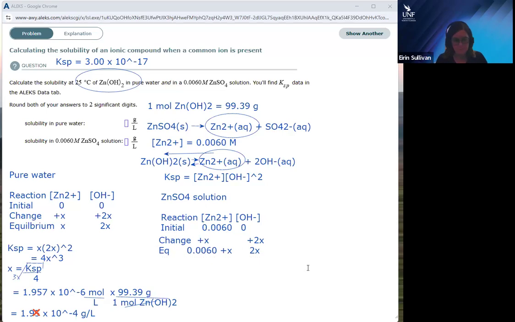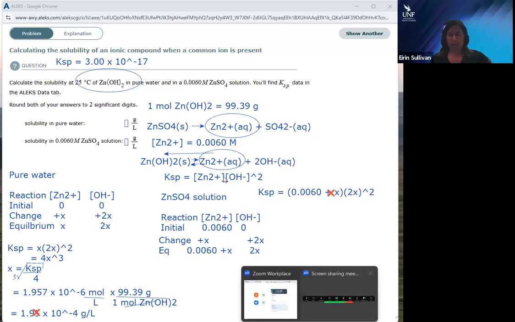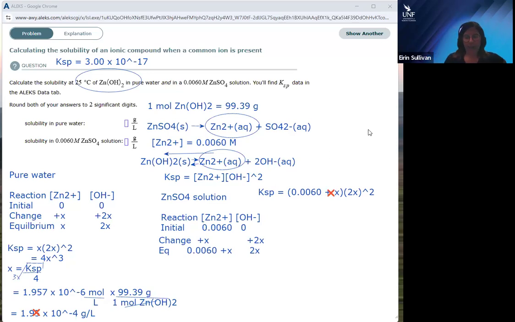So we're going to substitute those values into the Ksp expression. So Ksp is going to equal the concentration of zinc 2 plus at equilibrium, which is going to be 0.0060 plus x, and then times 2x, and that will be squared, coming from the Ksp expression. So what we can do is we can use the x is small approximation to just ignore that plus x, because that really is going to be very small.